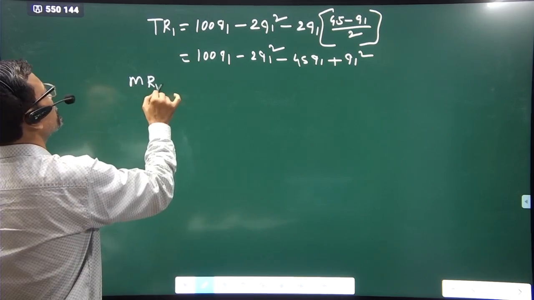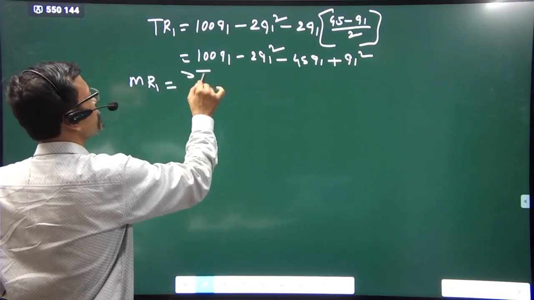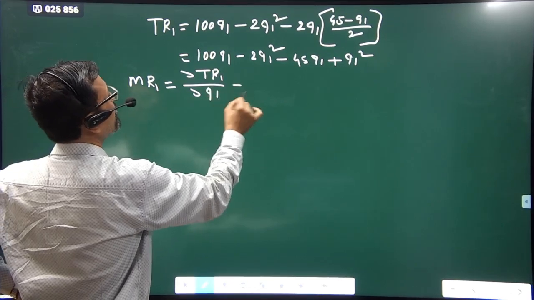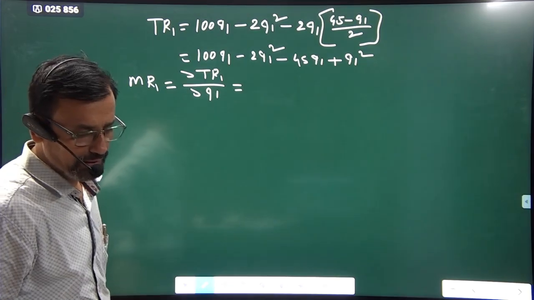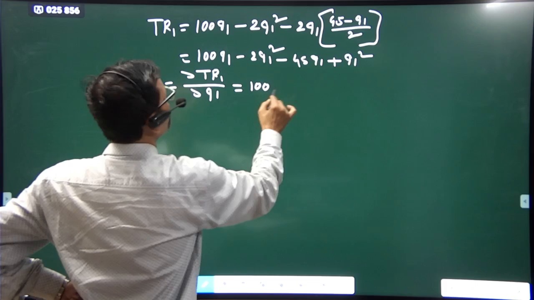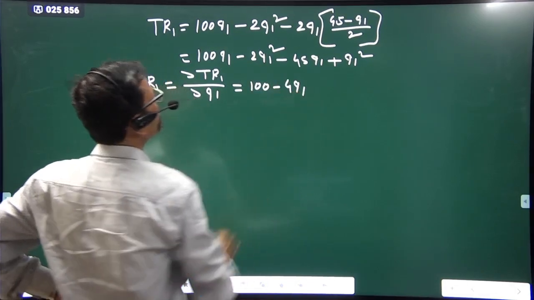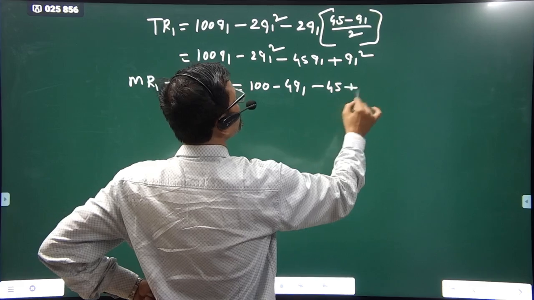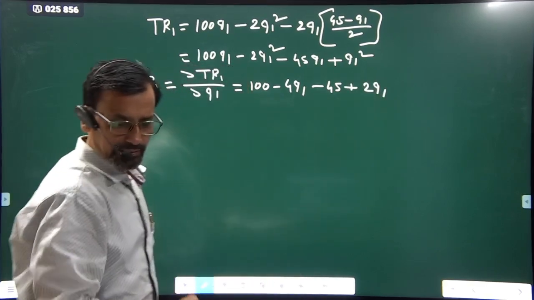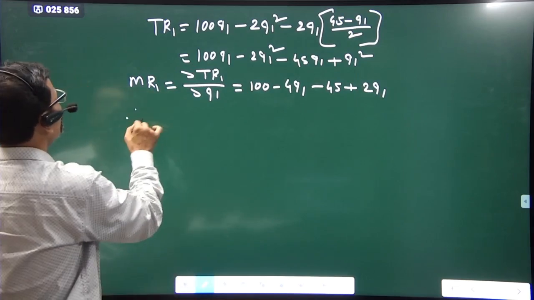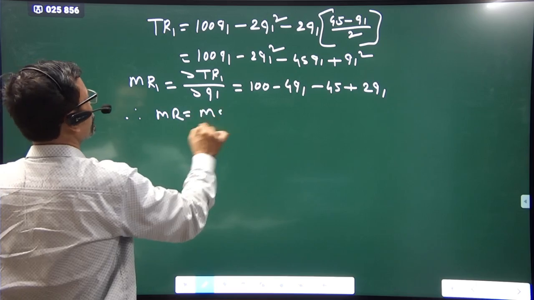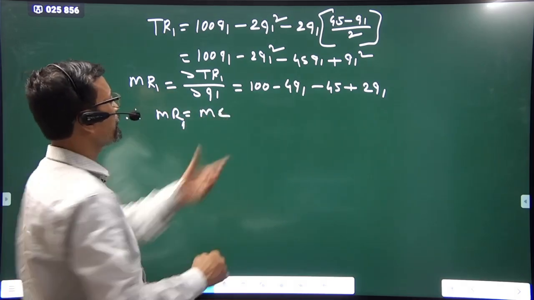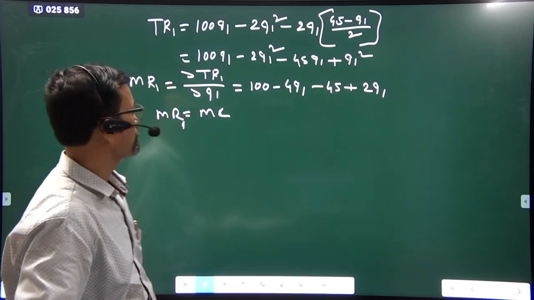So this is the marginal revenue in market 1, that is the differentiation of total revenue with respect to dQ1. This is how you will get 100 minus 4Q1 minus 45 plus 2Q1. This is the marginal revenue. Therefore, marginal revenue of market 1 is equal to marginal cost, so just equate it with marginal cost.